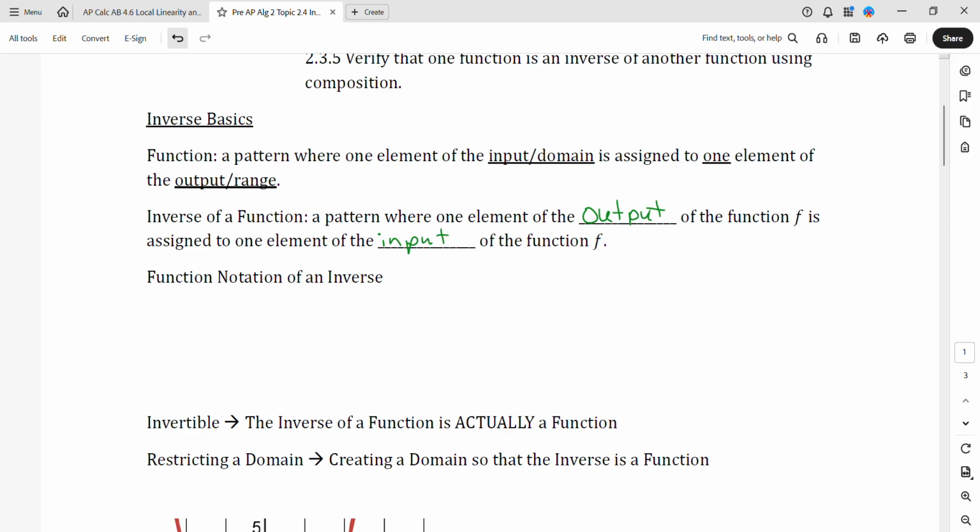I know this might sound a little confusing, but the whole idea of an inverse is actually really easy. Because what an inverse is, is that you're taking all the x's and they become the y's, and you take all the y's and they become the x's. That is an inverse, whether you're looking at a table, a graph, or even a function.